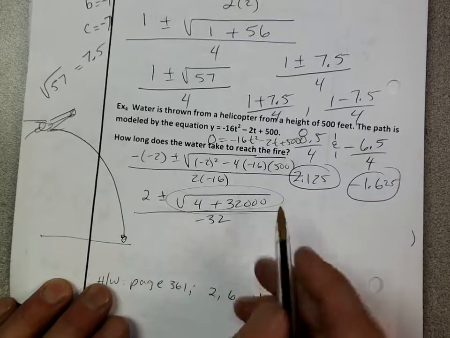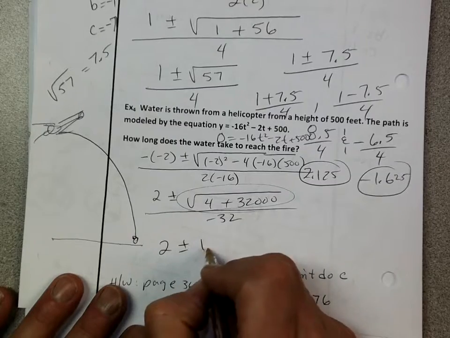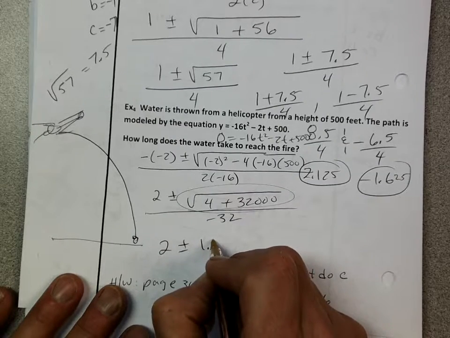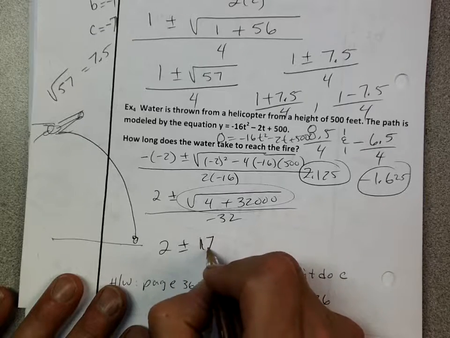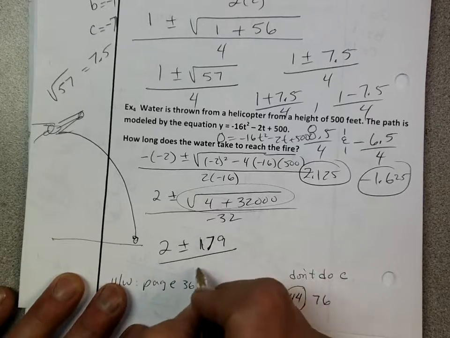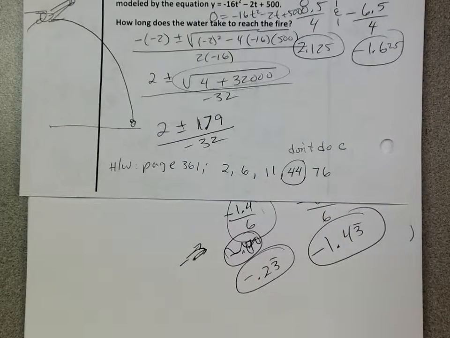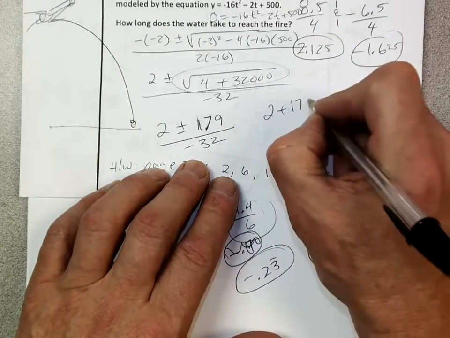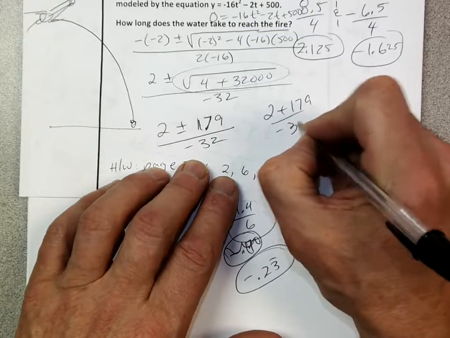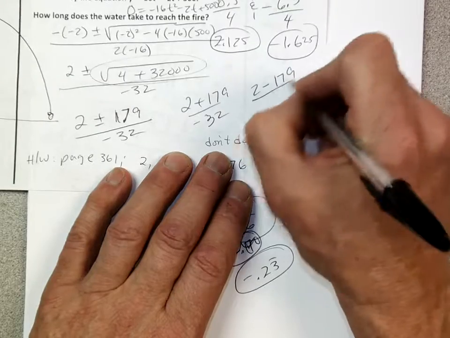So all of this, I just did in my calculator. It's about 179. We'll just round up to 179. 179 over negative 32. Okay. Break it into two parts, right? I'm going to have 2 plus 179 over negative 32, and I'll have 2 minus 179 over negative 32.